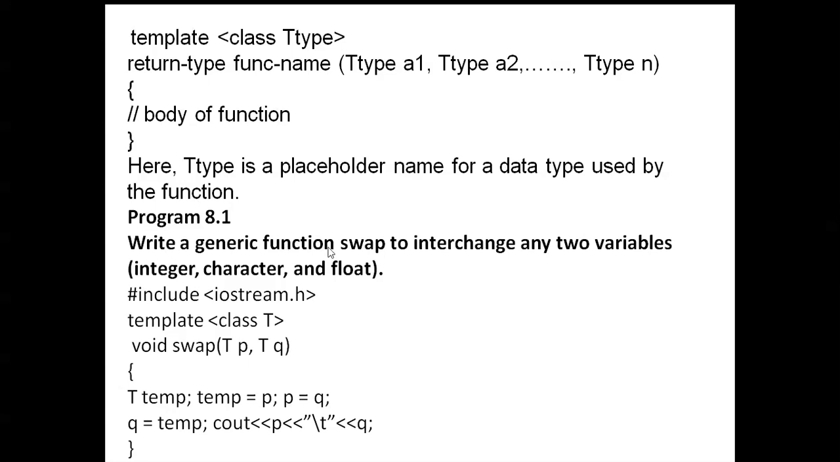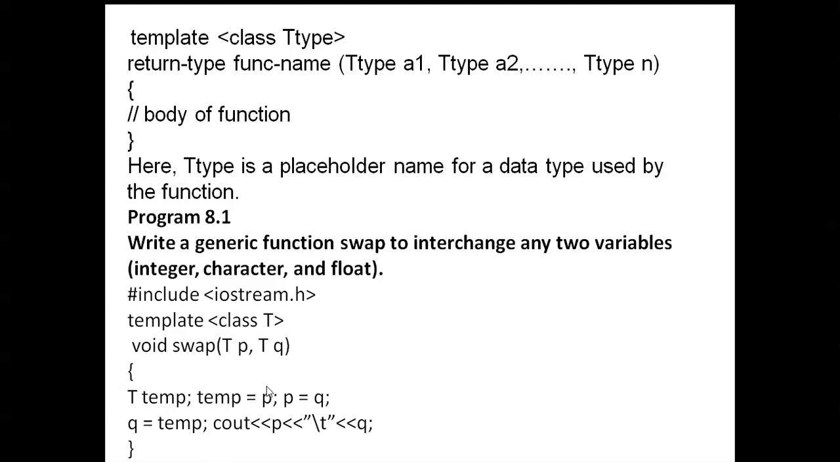Here we write a generic function swap to interchange any two variables, whether integer, character, or floating point. Use the header file iostream.h. Next, template <class T>, swap of T P, T Q. T is a class, assigned to one object P and one other object Q. Here T temp; temp = P; P = Q; Q = temp. Here the values are swapped.